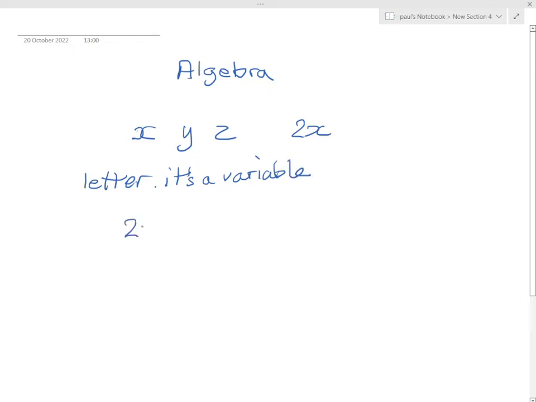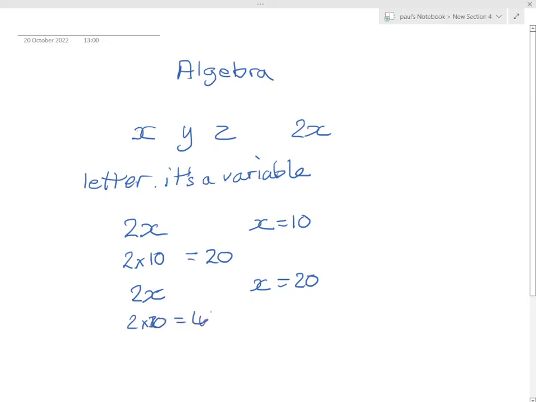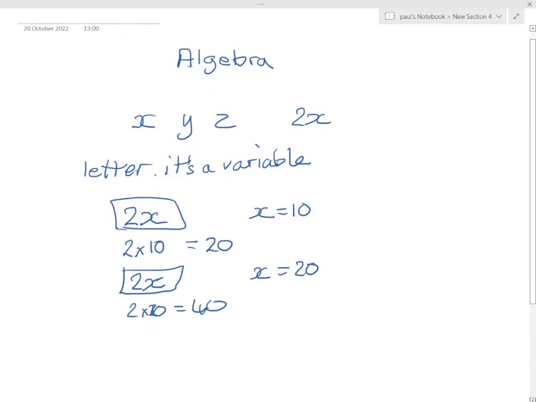If, for example, we have 2x and x is equal to 10, then this means 2 times 10, which is 20. But if x is equal to 20, then 2x becomes 2 times 20, which is 40. So the value of a letter can change. It's a variable, and the reason why we can use the same formula, the 2x, and just do the same thing, is that when the value of x changes, we get a different result.